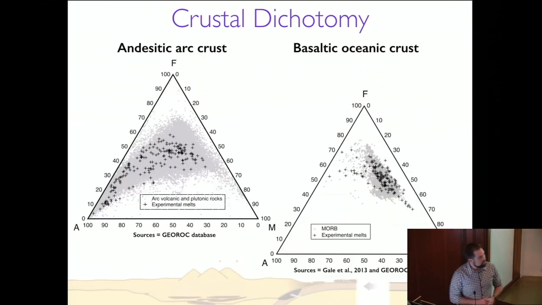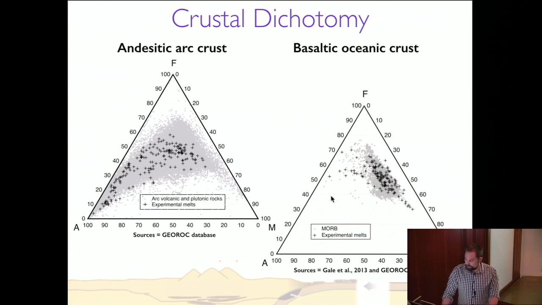And this is how that dichotomy presents. This is a typical AFM ternary diagram, and all the data you see here in the gray dots for arc crust and oceanic crust is sourced from GEOROC databases, so thousands and thousands of measurements, in this case of arc crust, and in this case of oceanic crust. Overlaid on that are experimental melt compositions from andesitic arc crust and from experiments involving synthesis of oceanic melts.